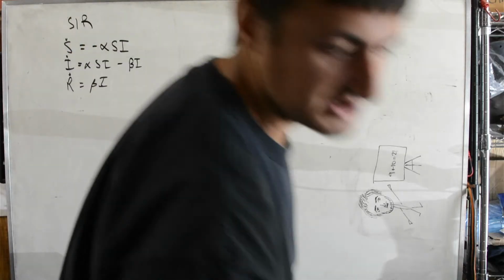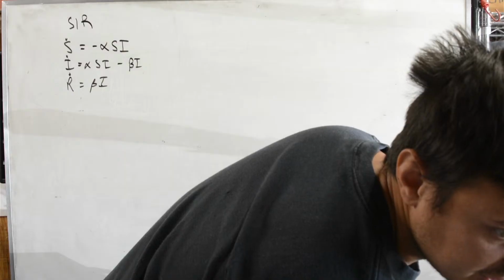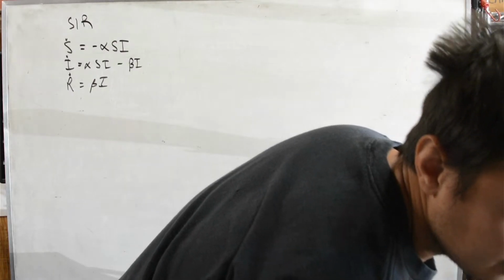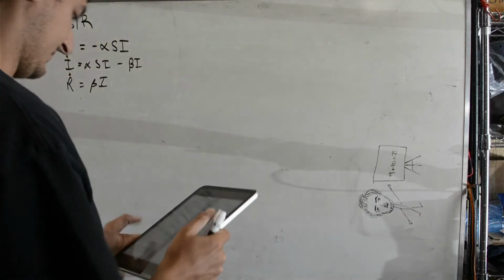So that doesn't exactly show that the population is 1. But if you start with an initial total population of 1, then it's going to stay at 1 for all time. All right. Problem.